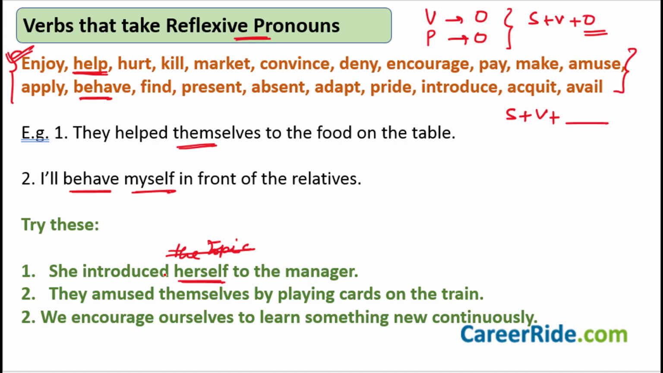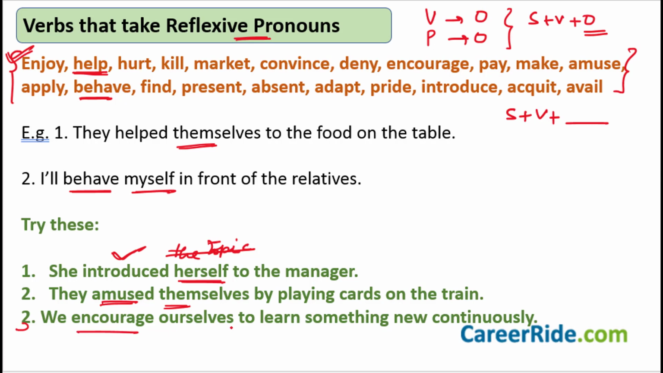It simply means that. You see this word introduce, it also occurs in the list. Okay. The second one, they amused themselves by playing cards on the train. Okay. Amused, this word is also there in the list, and if there is nobody else, it means they are the ones to receive the action themselves, right? So what is the object? What is the pronoun to be used here? It is themselves, right? The third one, we encourage ourselves to learn something new continuously, right?